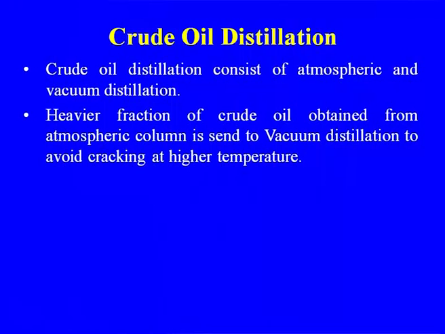Why are we going for the vacuum? We know that under vacuum a lower temperature is required, otherwise at high temperature cracking reactions may take place. That is why we use both atmospheric and vacuum distillation, and that is the integral part of any refinery. The heavier fraction of the crude oil obtained from the atmospheric column is sent to the vacuum distillation column to avoid cracking at high temperature. We maintain around 500 to 550 centigrade in the vacuum column. Otherwise, the temperature could have been much higher if the vacuum were not maintained, and that would result in cracking, which is the undesirable part.